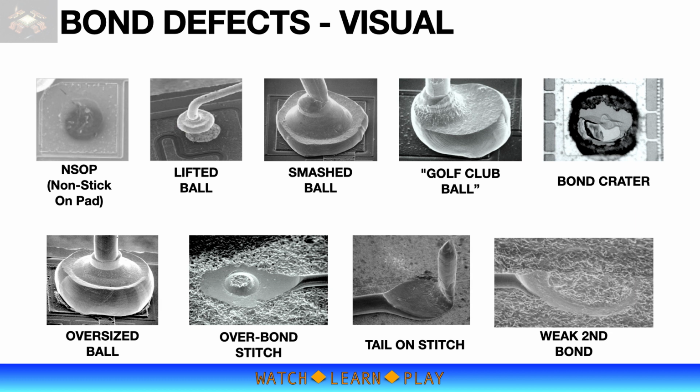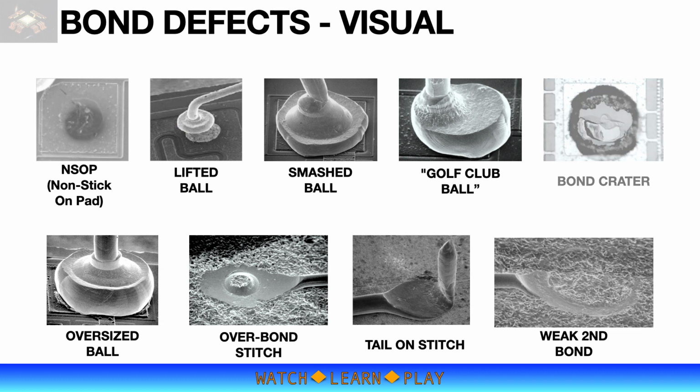Golf club ball is a defect where the bonded ball actually looks like a golf club. This happens if pre-air ball is not sitting properly on the capillary tip prior to first bond cycle. It could be due to wire tension setup or a kink tail when pre-air ball was formed, or ball is too big.